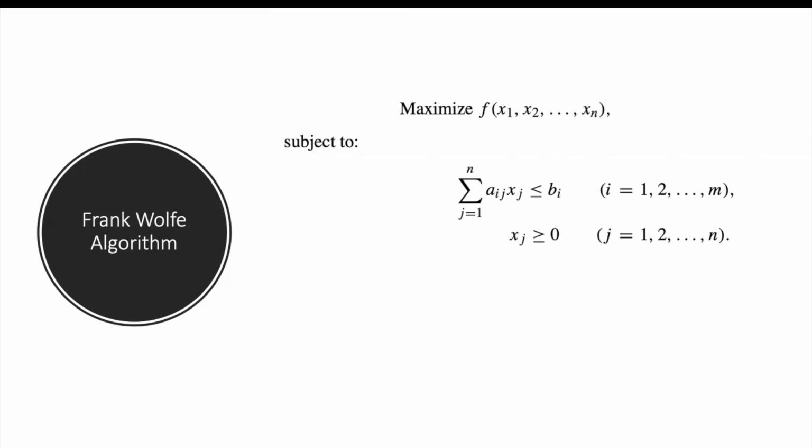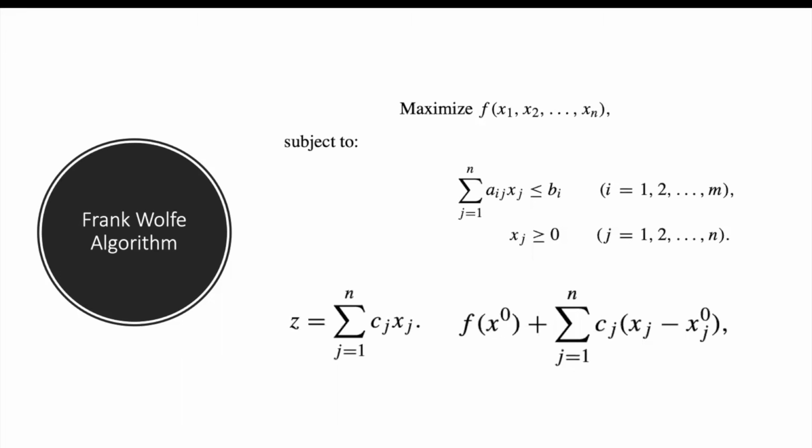This algorithm forms a linear approximation at the point x naught by replacing the objective function with its current value plus the linear correction term shown, where c j is the slope or the partial derivative of f with respect to x j, evaluated at the point x naught j. Since f of x naught, c j and x naught j are fixed, maximizing this objective function is equivalent to maximizing the function shown. The linear approximation problem is solved, giving an optimal solution y.